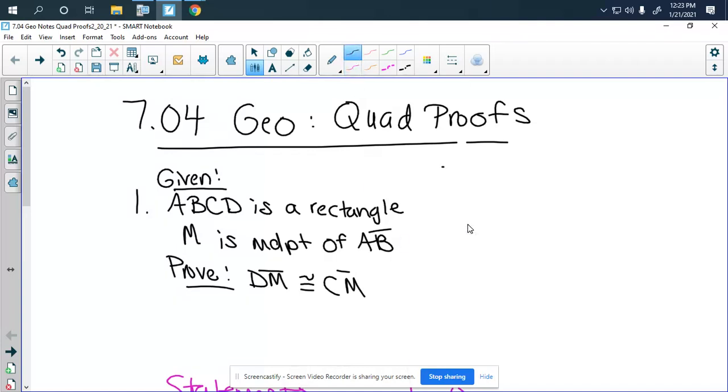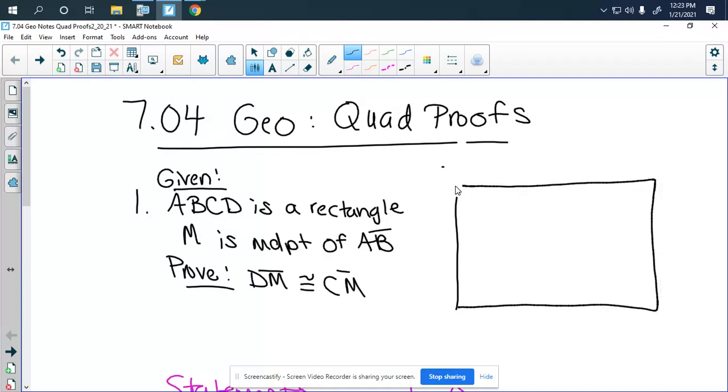All right, so the first proof we're going to do is given ABCD is a rectangle, and a lot of these I do have to draw in the pictures again. So we're given ABCD, and this point right here is M. So pause the video here, write down your givens, and draw your picture and your proof statement.